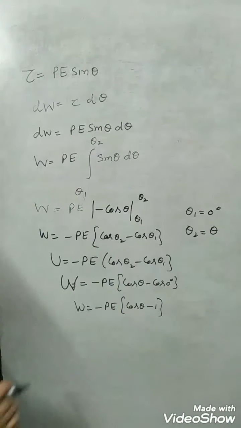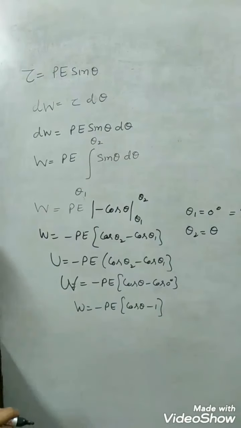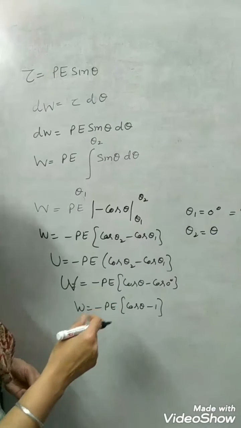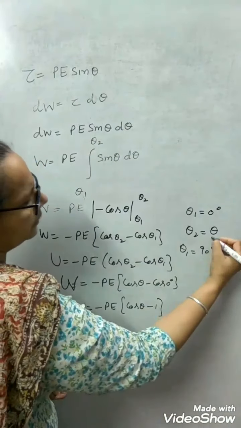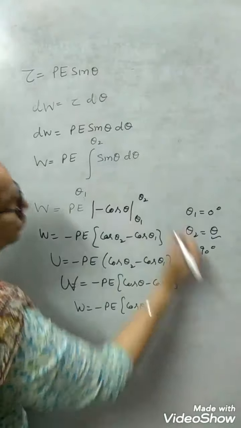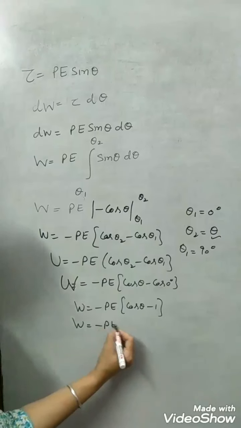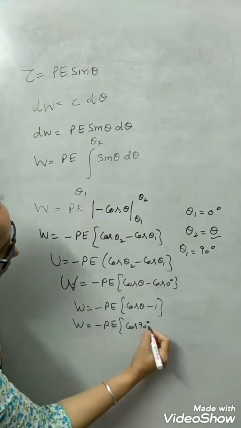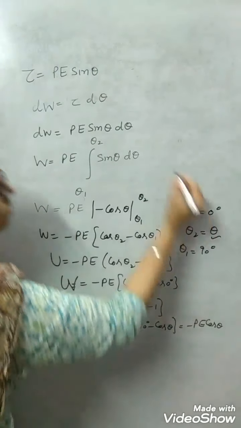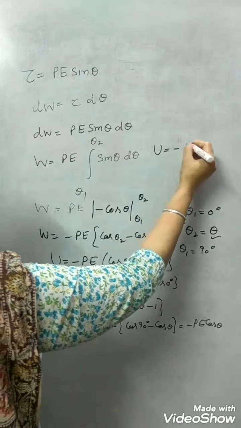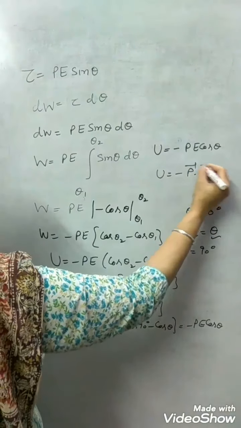And if the dipole is initially placed at an angle of 90 degrees, that is theta 1 is 90 degrees and theta 2 is again theta, then what we get here is the work done is minus PE (cos 90 minus cos theta), or minus PE cos theta. So this potential energy is minus PE cos theta, or U is minus P vector dot E vector.